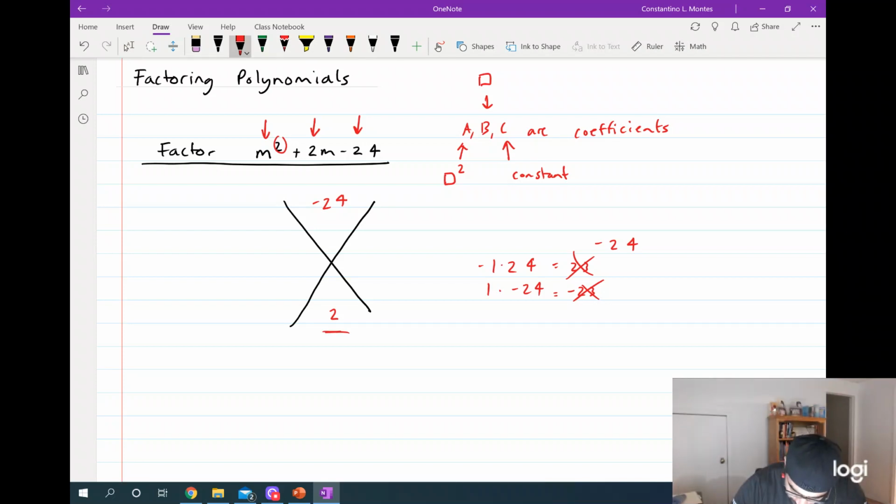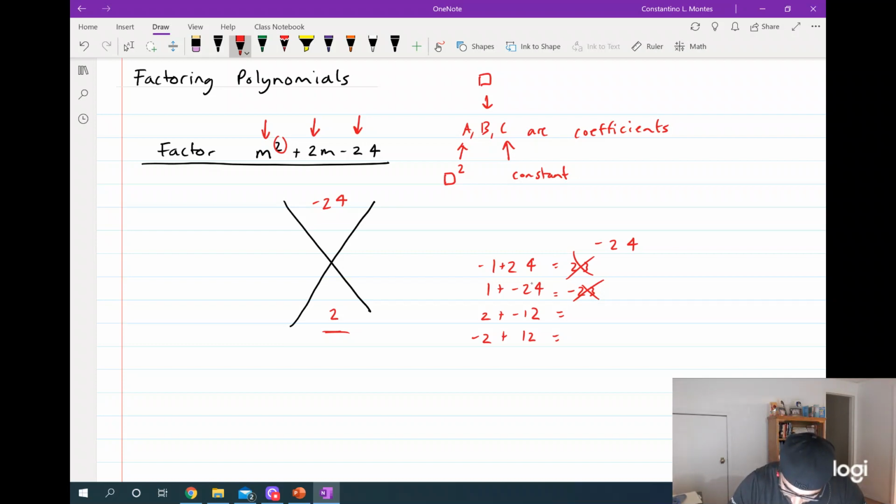I think we can go 12. We can go 2 times negative 12 or negative 2 times positive 12. In either case, we get negative 24. However, when I add them together, right? Oh, I'm writing 1 times negative 24 equals negative 23. Obviously, that's not true. We're adding here. So let me get rid of these. We're adding. Obviously, 2 times negative 12 is negative 24. Negative 2 times positive 12 is negative 24. So in either case, we just have to check the addition.